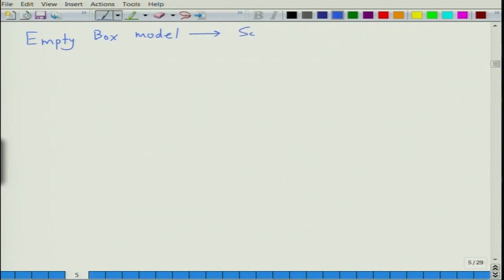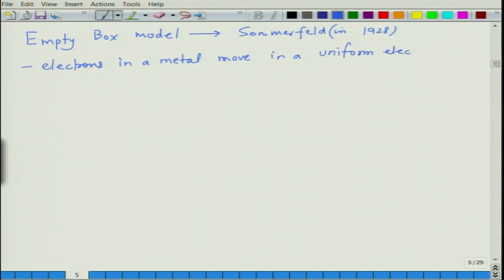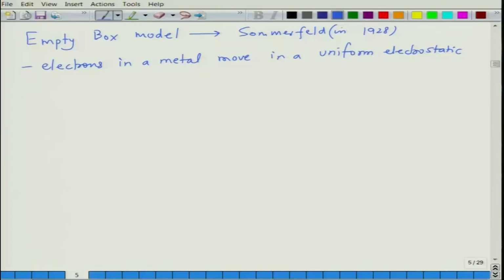Which is proposed by Sommerfeld in 1928. Okay. So, what it says is that electrons in a metal move in a uniform electrostatic potential. Realistically speaking, this potential is not uniform because you have ionic cores, you have electron interactions. So, ignoring those effects of ion to ion variations, ignoring the effect of electron to electron configuration, we assume that electron in a metal move in a uniform electrostatic potential.